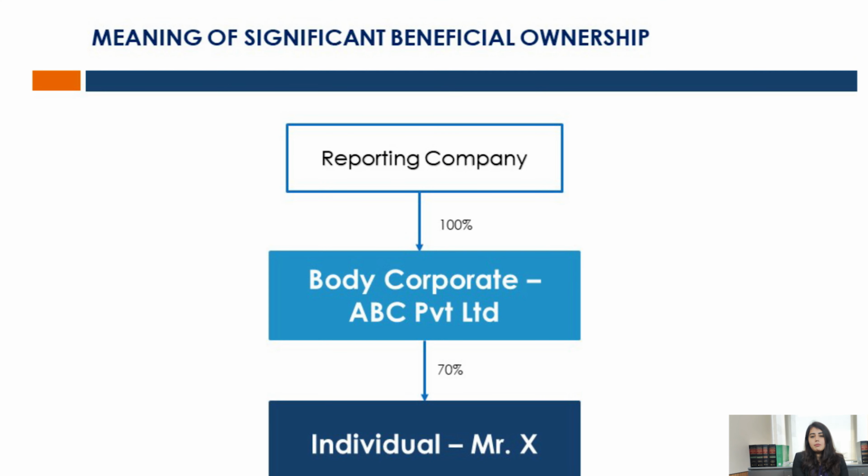A person who does not hold indirect interest in the company, despite holding more than 10% direct interest in the company, will not be considered as an SBO for the purpose of ROC filing. As you can see from the example on the screen, Mr. X is holding indirect interest in the company through a layer of private limited. Here, X will be considered as SBO and accordingly reporting shall be applicable.